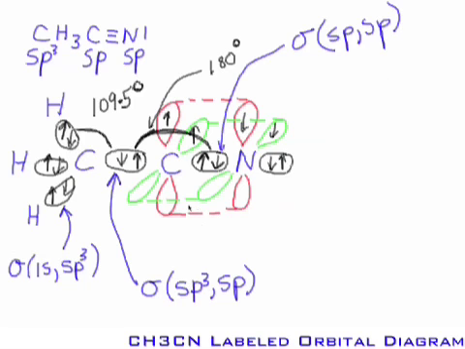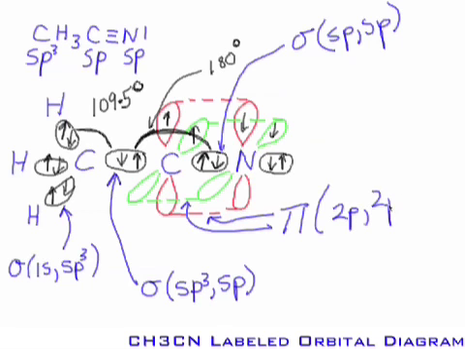And that just leaves our green pi overlap orbitals and our red ones. They are side-to-side overlaps, so they're pi, and they are 2p orbitals, overlapping with 2p. And there you have a labeled orbital diagram for the molecule acetonitrile. Notice, though, to do this, you had to do the Lewis structure first to discover if there was a lone pair.